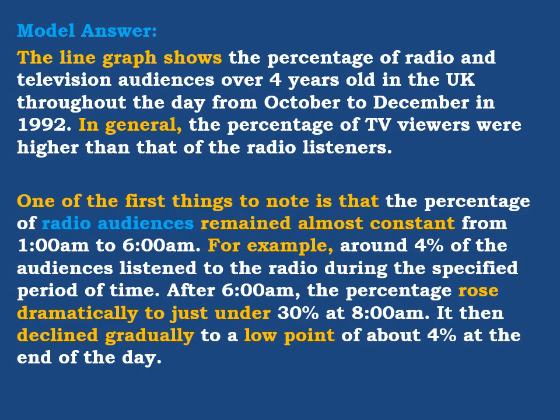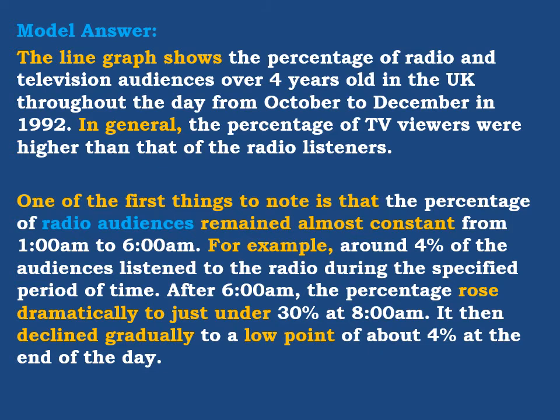So here the idea says one of the first things to note is that the percentage of radio audiences remained almost constant from 1 a.m. to 6 a.m. This is the first part about radio, which is being constant. The percentage almost did not change. For example, around 4% of the audiences listened to the radio during the specified period of time. This is the example for the previous idea.